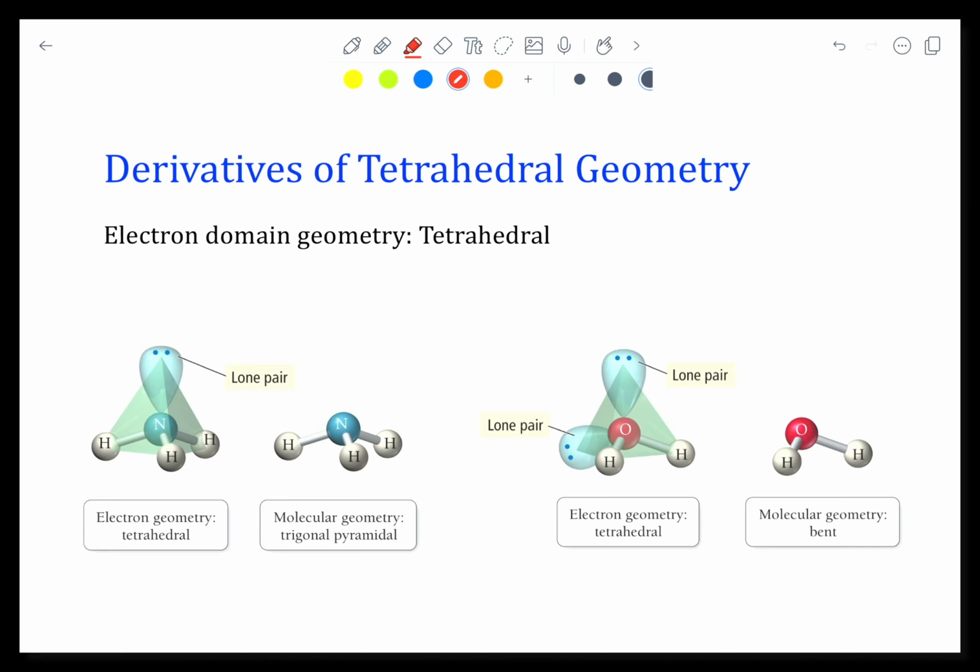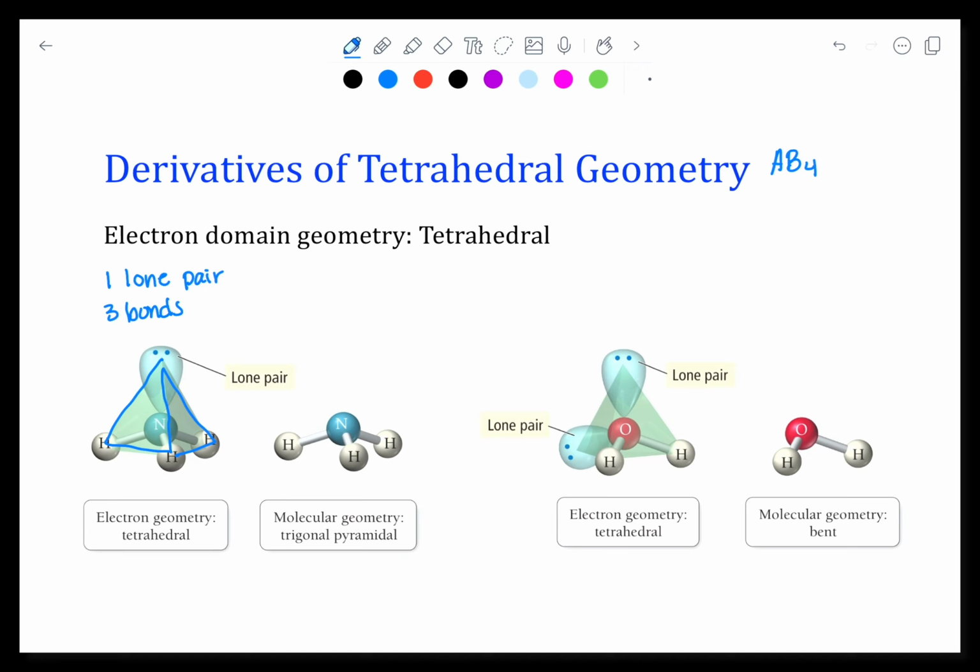Next up, we have tetrahedral. So this is going to be our AB4. Our electron domain geometry for all of these is still going to be tetrahedral, but now we're going to add lone pairs. So when I add one lone pair, this is going to be one lone pair, 3 bonds. We can see that we're still forming that tetrahedral shape. You can see that by the little green triangle here.